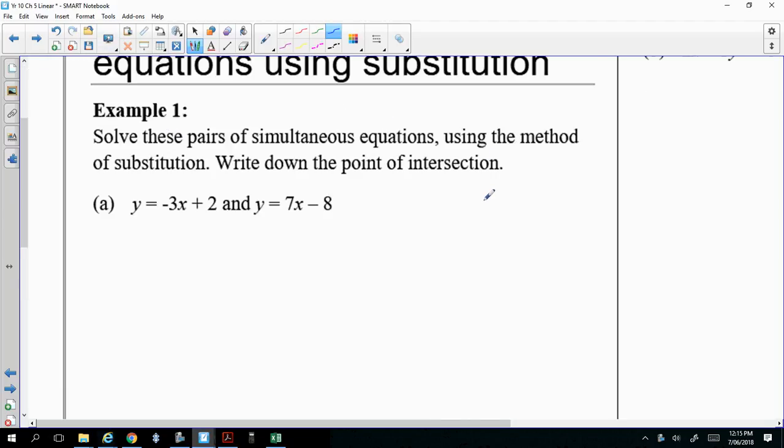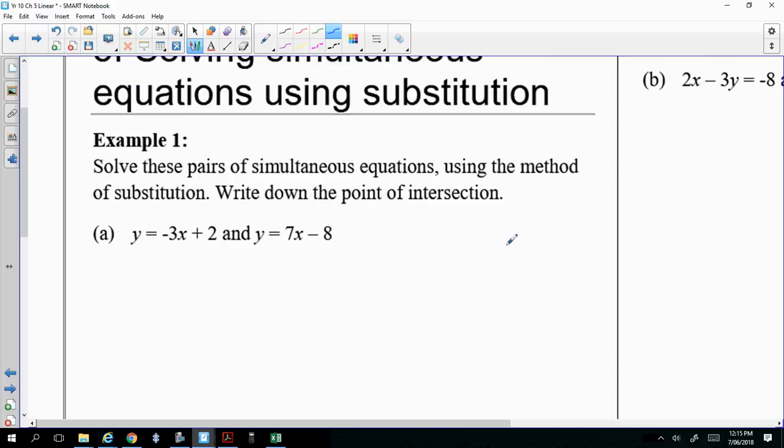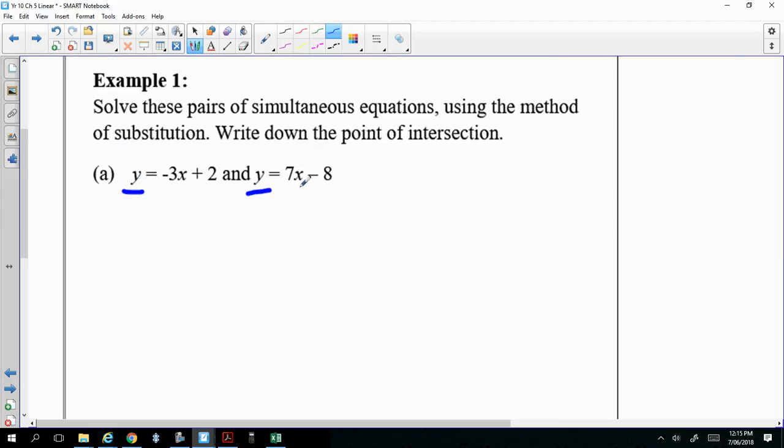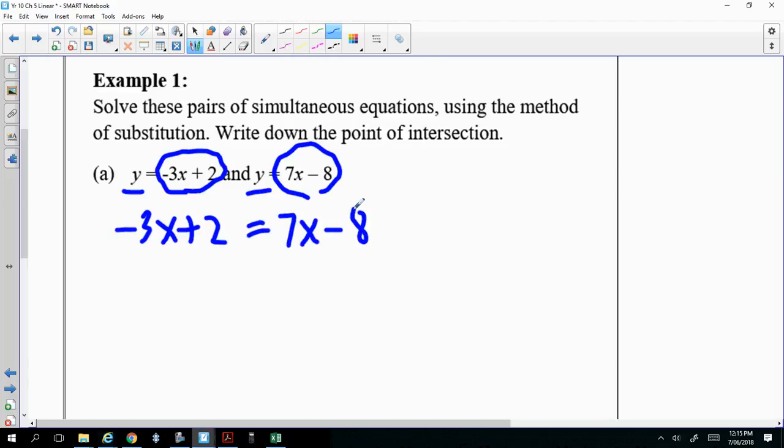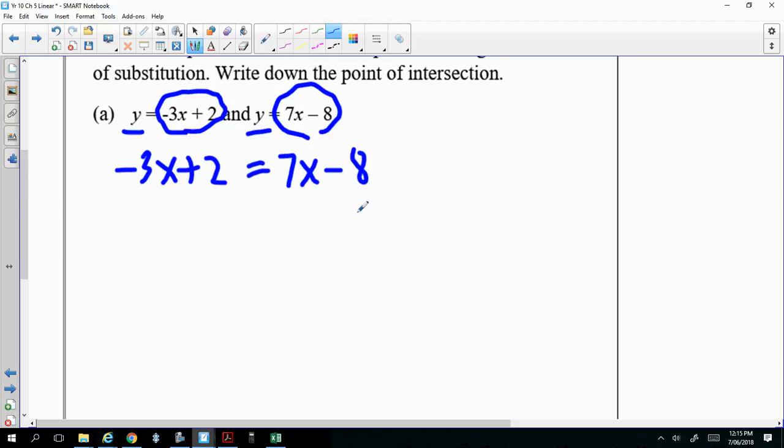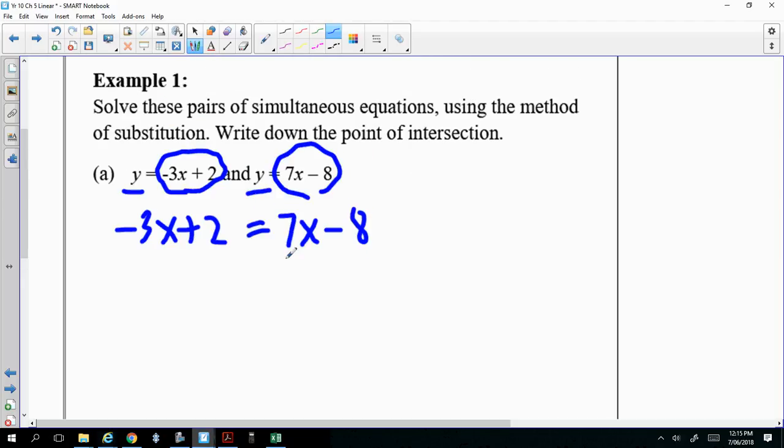Hopefully you still remember. The substitution method can be used when one of the polynomials is the subject, and you can just substitute. In this case, they both have y as the subject, so you just make them equal. So this is equal to y, this is also equal to y. So you can say negative 3x plus 2 equals 7x minus 8. And then you make them equal and you solve.